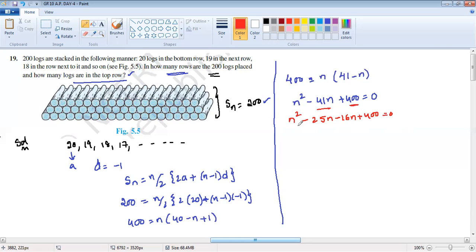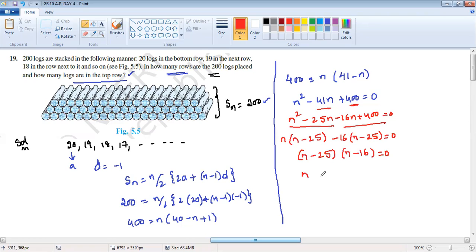So now n square minus 25n. From the starting, these both n could be common. So n minus 25, and in this both 16 could be taken out, n minus 25. So overall, you could say n minus 25 into n minus 16 is equal to 0. So n is equal to 25 or n is equal to 16. See, there are two answers, double answers. So we have to check whether this is correct or not.